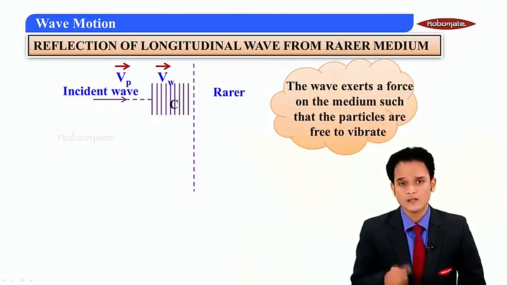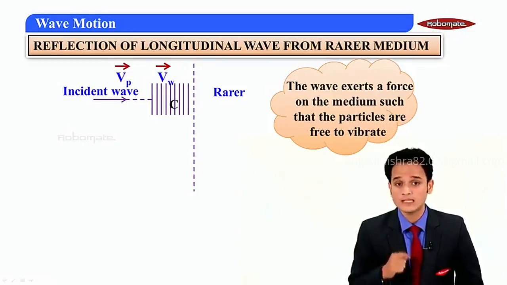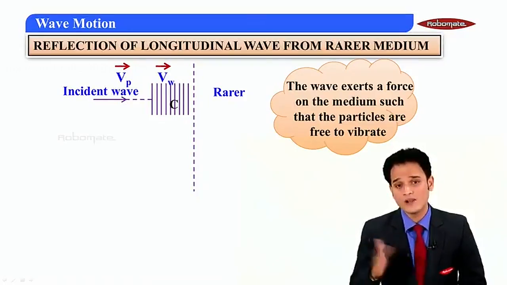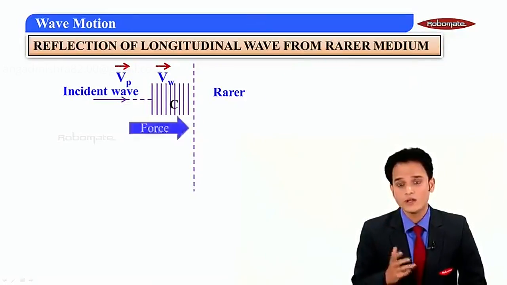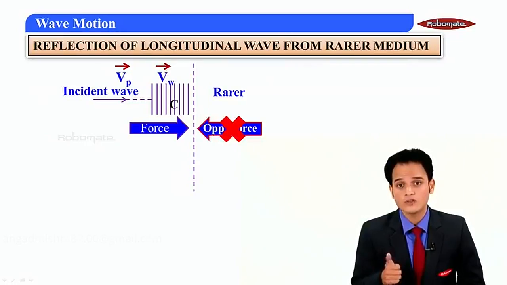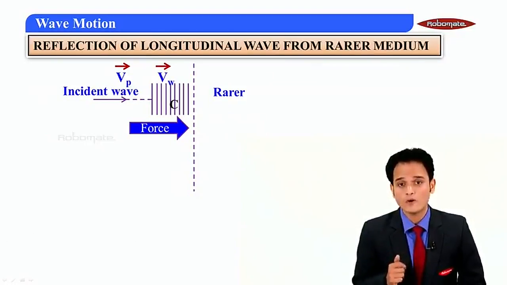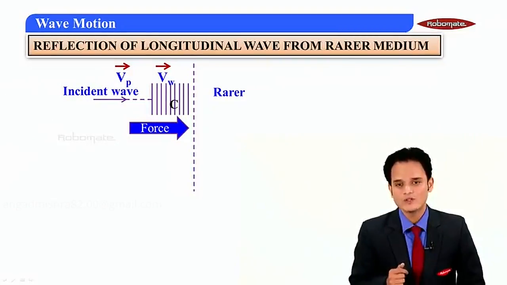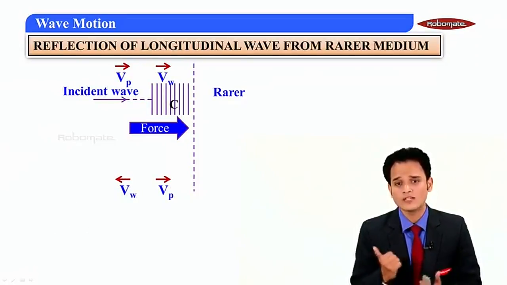Now what happens next? The wave exerts a force on the medium such that the particles are free to vibrate. Rarer medium, obviously the particles of the rarer medium will vibrate with the particles of the wave. Now what happens, students? This force which is exerted by the wave does not have any opposing force. So because of the absence of opposing force, what happens next? The wave velocity gets reversed, but the particle velocity remains the same. So students, we are going to have the particle and the wave velocities in the opposite direction.